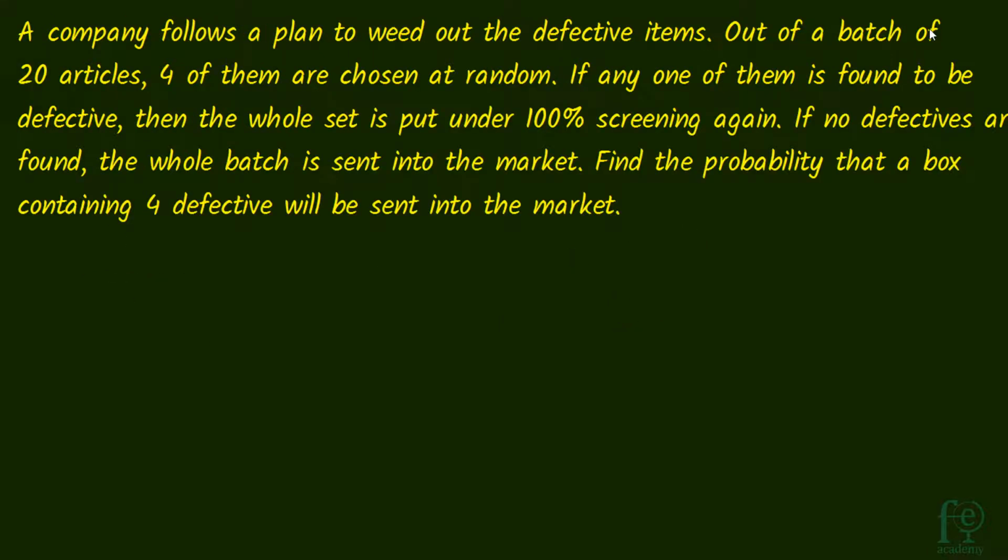Now second question, a company follows a plan to weed out the defective items. Out of a batch of 20 articles, 4 of them are chosen at random. If any one of them is found to be defective, then the whole set is put under 100% screening again. If no defectives are found, the whole batch is sent into the market.